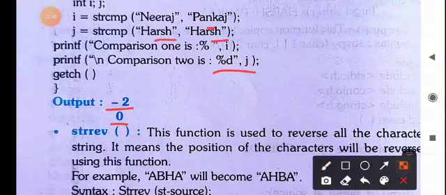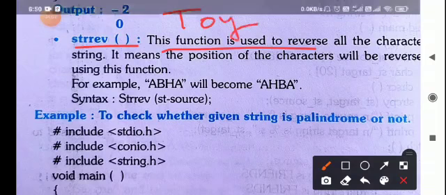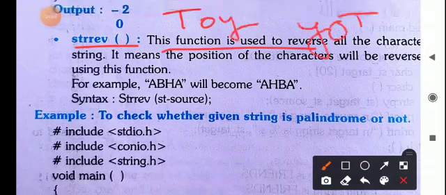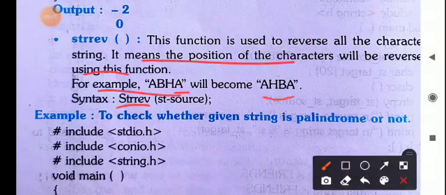In the same way, another function we have is the strrev function. This function is used to reverse all the characters. Reversing means, suppose you have written toy, and the reverse of it will be yot. It is written in reverse order, that is the last character first, then second last, third, second, and so on. So the positions of the characters will be reversed using this function. For example, if Abha is written, it will be written from the back side as ahba.